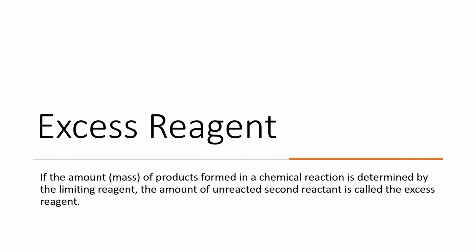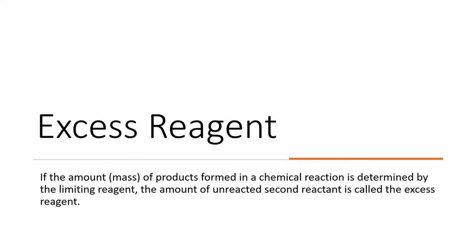Excess reagent. If the amount in mass of products formed in a chemical reaction is determined by the limiting reagent, the amount of unreacted second reactant is called the excess reagent. So we found in the previous calculation, we would have got 113 grams of magnesium oxide because we have 45.2 grams of oxygen, which also told us that all of the oxygen was not reacting to give us the quantity that oxygen could have given. Since we only had 16.3 grams of magnesium, only a part of the oxygen was used up in the reaction. So we need to calculate the excess reagent, which we did in the previous slide.